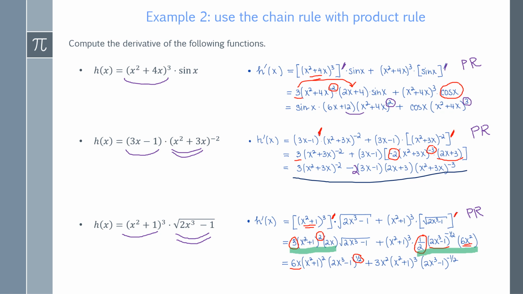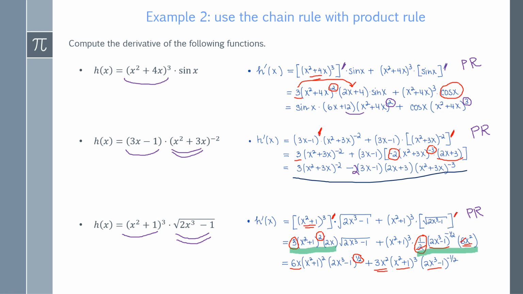Let's see what happens to the second group. So 1/2 and 6, we can reduce this. So that turns out to be 3. So that's where 3x squared comes from. And then (x squared plus 1) cubed times (2x cubed minus 1) raised to the negative 1/2. Okay, and that's it. So that would be your answer here.